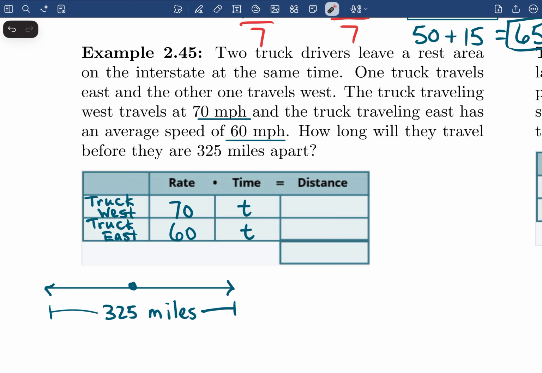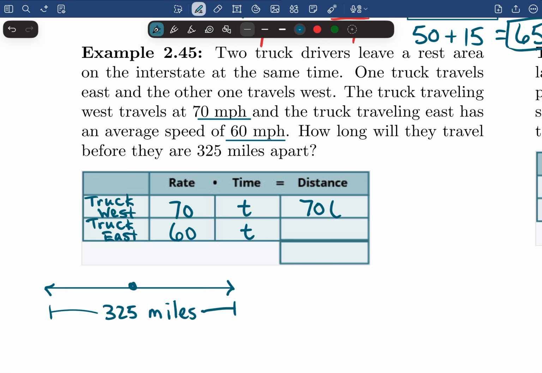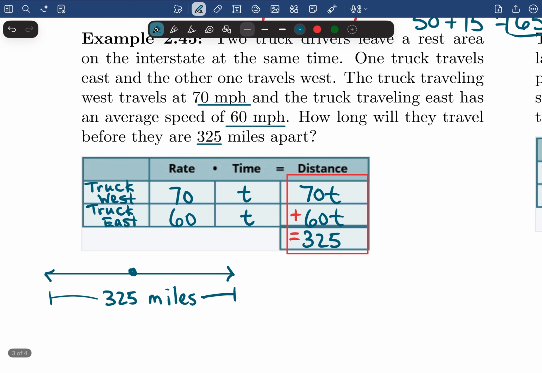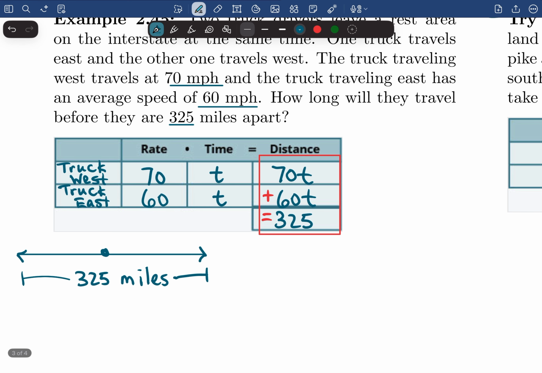And let's go ahead and multiply the rows together, like 70 times t, right? And so we write the total distance is the rate times time, which is 70 times t. And then for the truck going east, that would be 60 times t. And we were given a total distance. The total distance that they traveled together is 325 miles. So we can take this column and turn it into an equation by doing stacked addition and setting it equal to the grand total. So writing an equation out, I would have 70t plus 60t equal to 325.